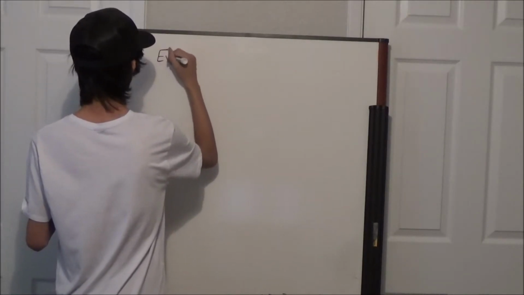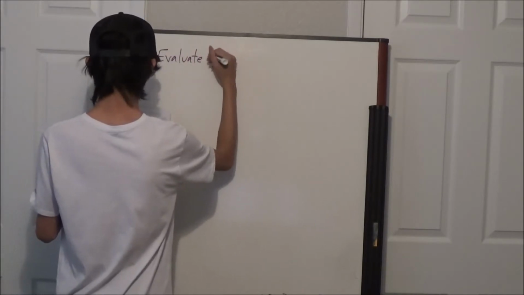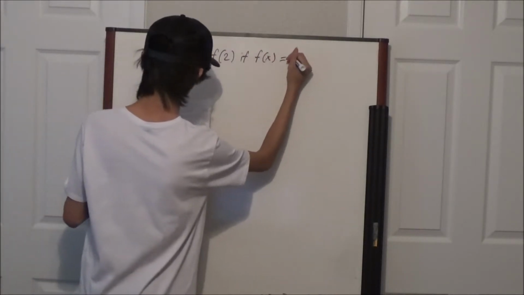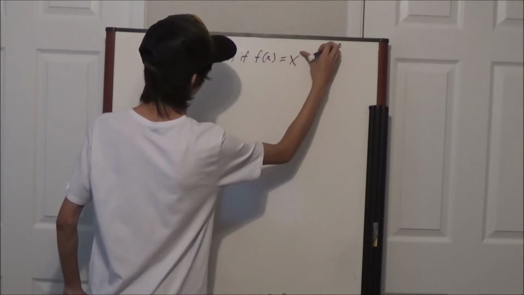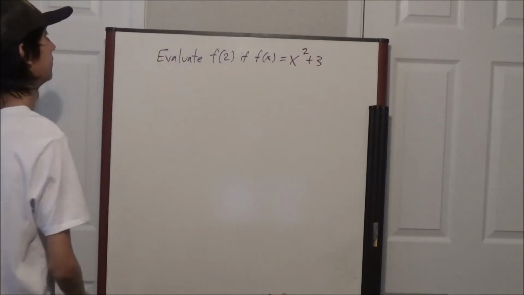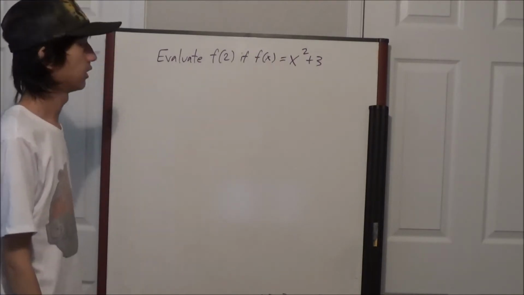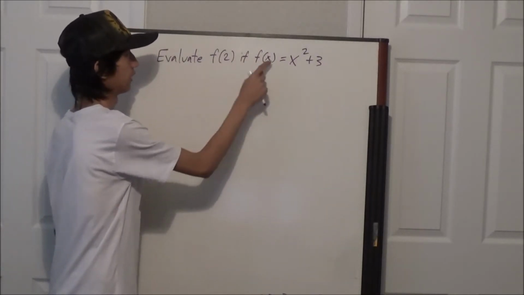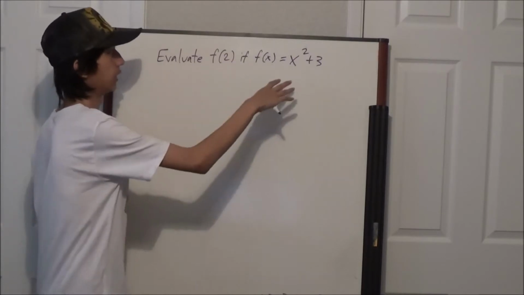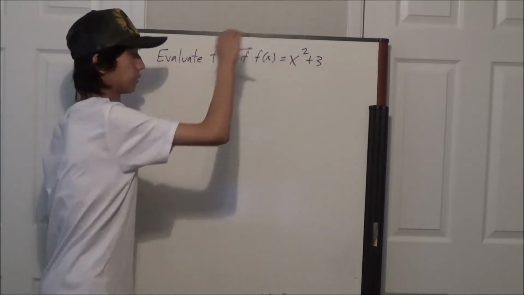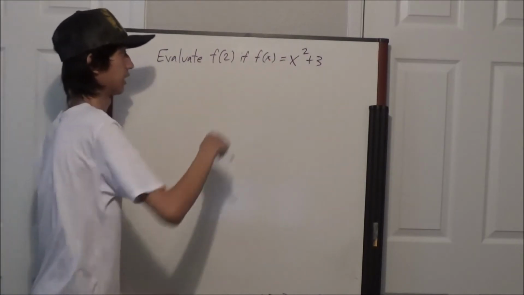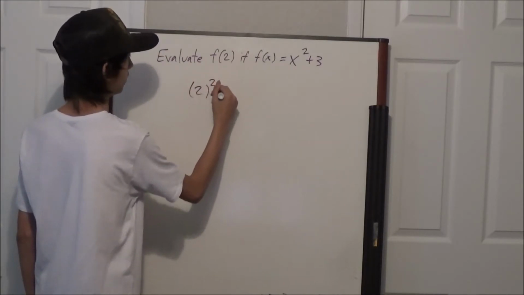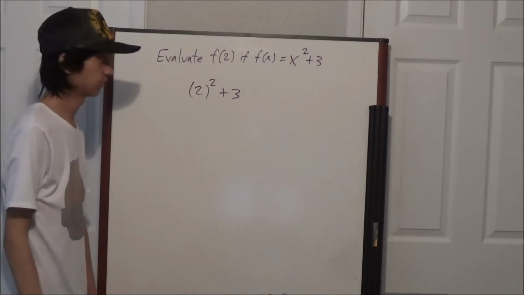I tell you to evaluate f of 2 if f of x is equal to x squared plus 3. Let me write that 2 bigger. There you go. Now, evaluating f of 2 just means, well, what's inside of the f? X, right? So that's like letting x equal 2. Evaluating means solve this, pretty much. Evaluating is plugging the number into x. So f of 2 means that 2 is x. We literally just solve this equation here.